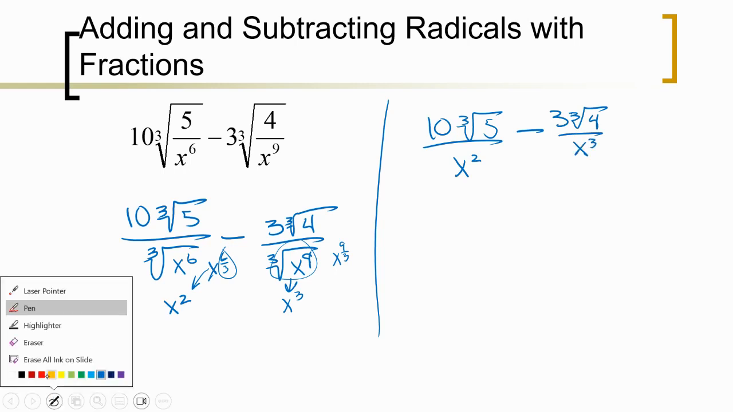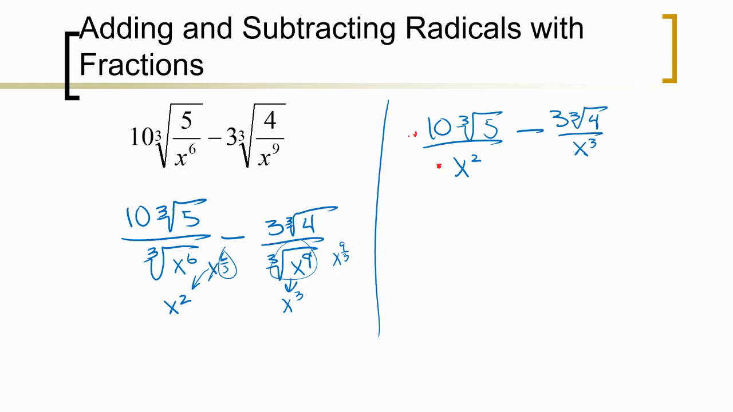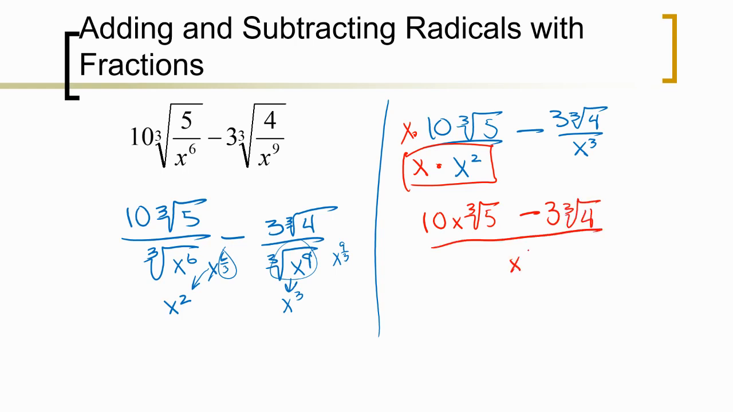To make common denominators, I would just multiply top and bottom of this first one by 1x, and then I'd have x to the 3rd on the bottom. So I can make this 10x cube root of 5 minus 3 cube root of 4 all over x to the third. And again, it's just a matter of simplifying the radicals, not having an irrational denominator. It all works out here when you simplify.